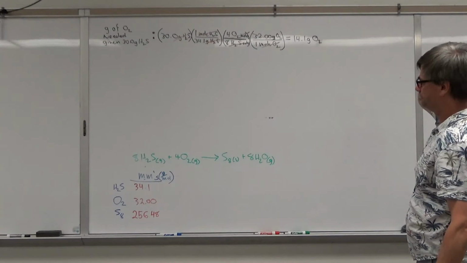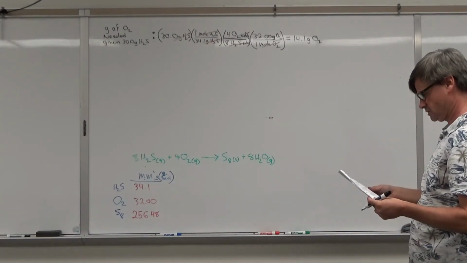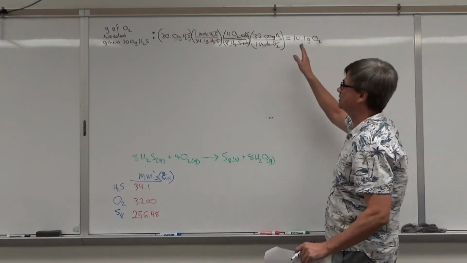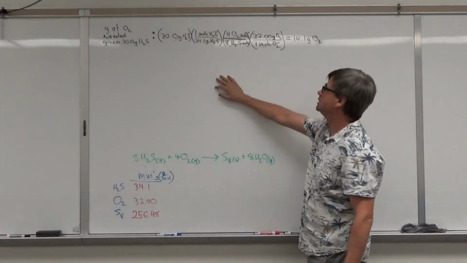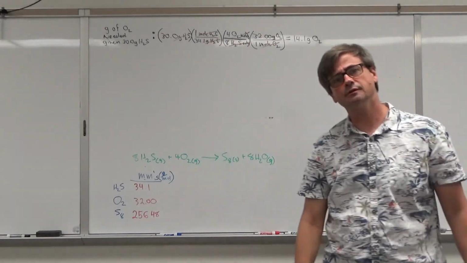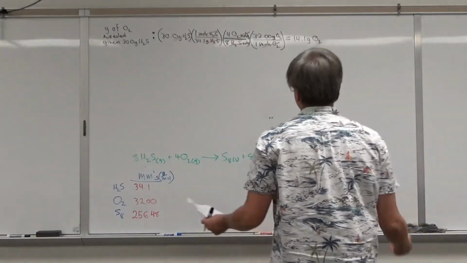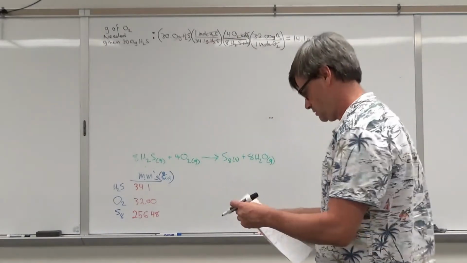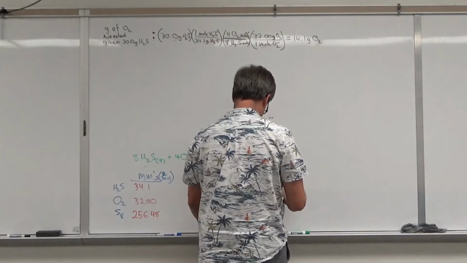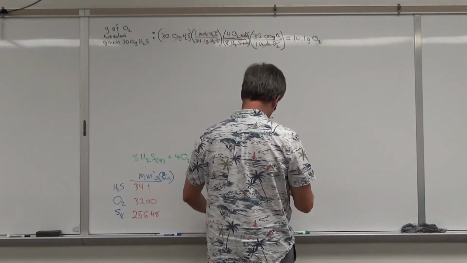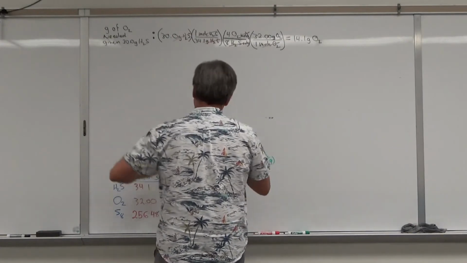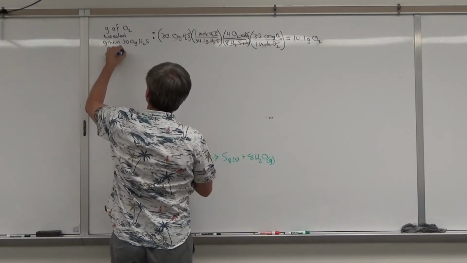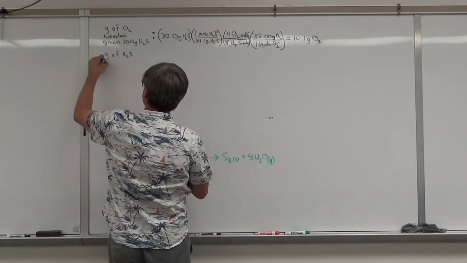Do we have that much in the reaction? We have 50 grams of oxygen, so we have plenty of oxygen. You already have an indication that hydrogen sulfide is our limiting reagent. That's often the case with oxygen, because we often do it in the air, and there's an excess of oxygen in the air. But it's prudent to double check.